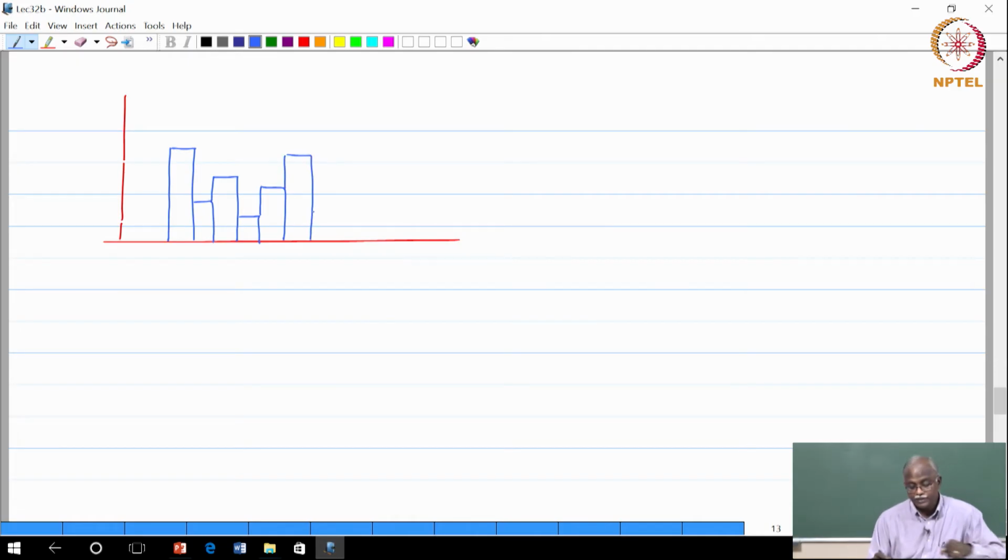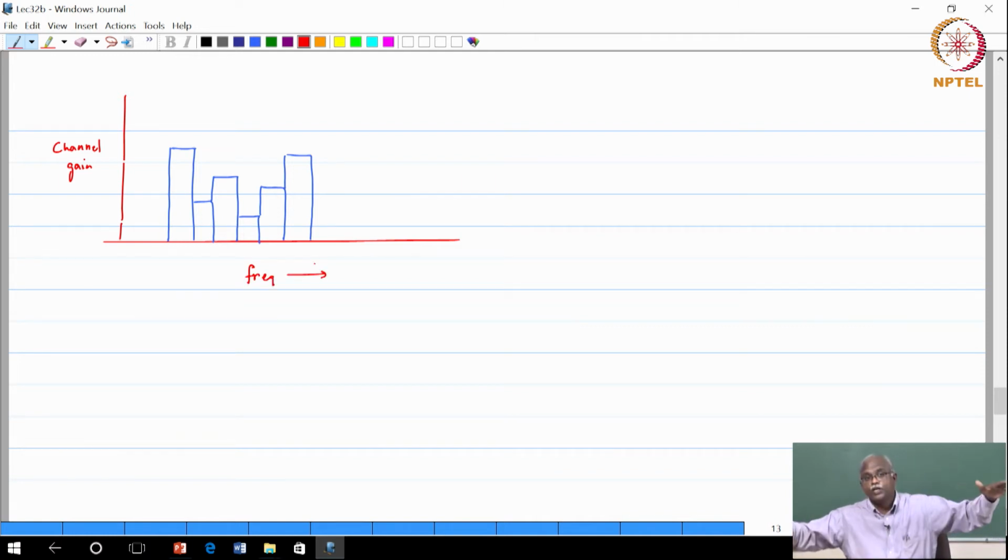Now this is the channel gain. Let me write it down here. What we have shown here is the channel gain after I have divided into subchannels, and this is frequency on this axis. As long as the channel gain is not flat across the entire bandwidth of the signal, that means I do have frequency selective fading. That means I must do equalization.